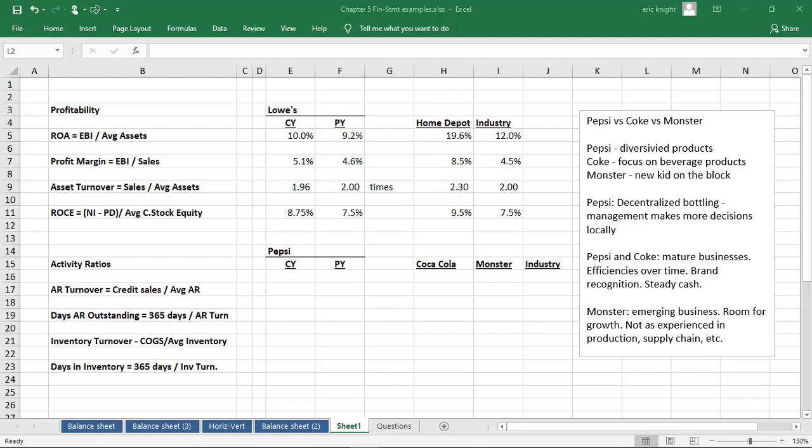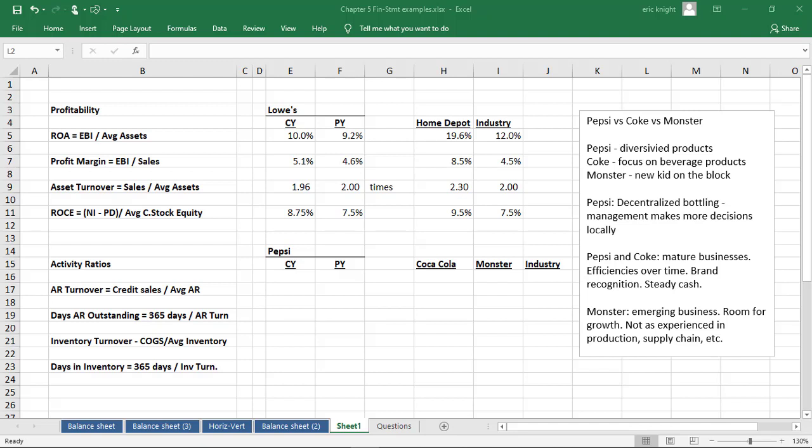Pepsi and Coke are, of course, mature businesses. This means that they've created efficiencies over time, they have great brand recognition, and they're steady cash. Whereas Monster is an emerging business. The good thing about that is that they have room for growth, but they're not as experienced. They don't have the experience on production and supply chains that these mega companies like Pepsi and Coke have. Now, that's the story. Let's see if the ratios kind of play into that.